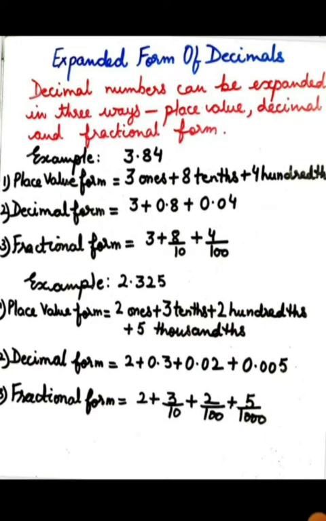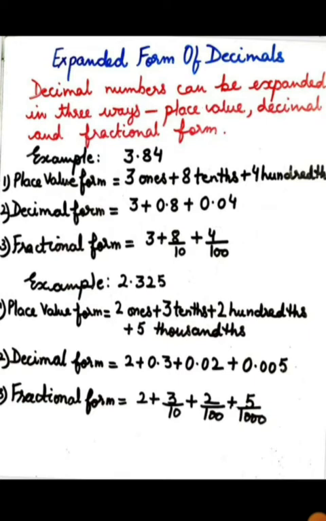Now according to fractional form, you will write the whole number 3 as the same 3, and plus the first place value after the decimal on the right side is tenths. So you will write 8 upon 10, and the second place value is hundredths. So you will write plus 4 upon 100. Let us do one more example.